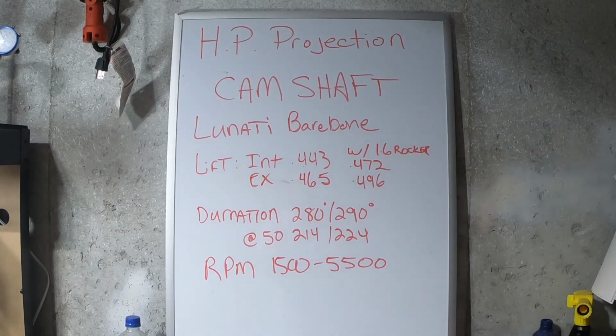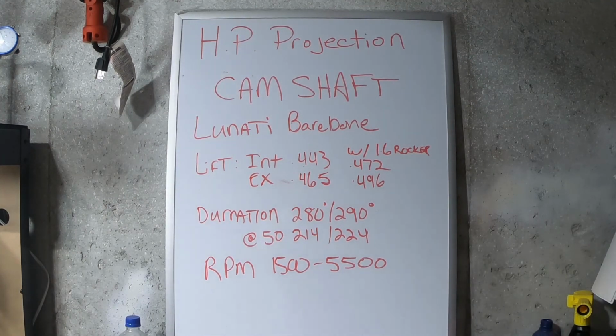It is a dual profile camshaft, meaning that the intake and the exhaust lobes are unbalanced, cheated towards the exhaust. It has an intake lift at 443 thousandths, an exhaust lift of 465 thousandths. That's with a 1.5 ratio rocker arm. I could improve that by going with a 1.6 to 1 ratio rocker arm and get the intake lift up to 472 and the exhaust lift up to 496.